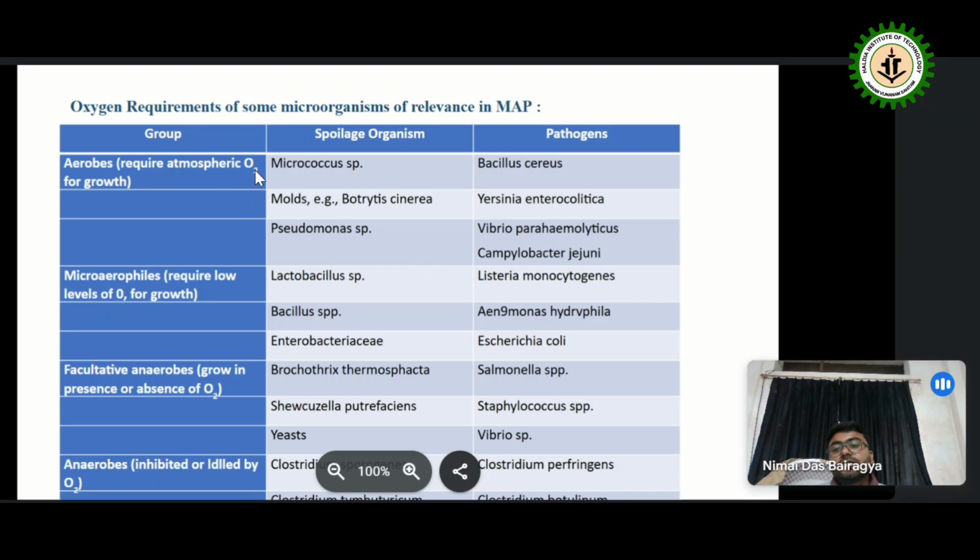Next, this is a table of different types of microorganisms in relevance to modified atmosphere packaging. At first, aerobic bacteria like micrococcus, and pathogens like bacillus, coccus, molds, and many more, and microaerophilic bacteria like lactobacillus, bacillus, and many more. And there are some anaerobic bacteria also. So clostridium is a type of pathogen which is in the group of anaerobic bacteria.